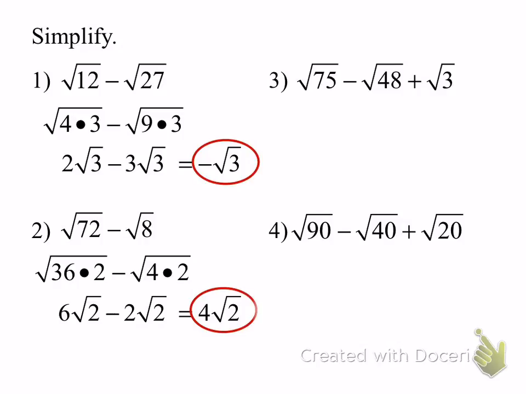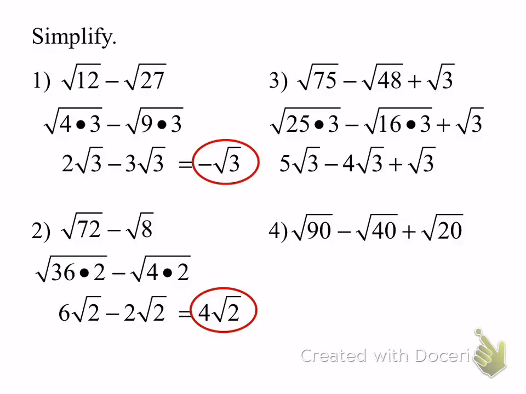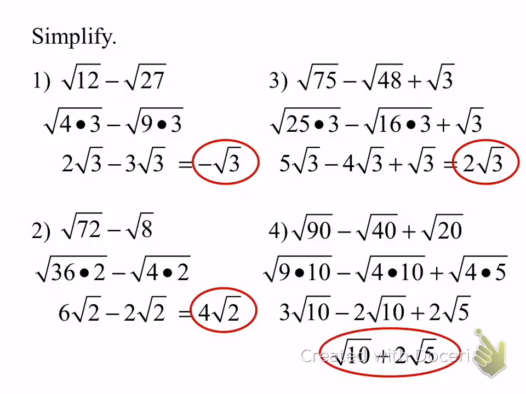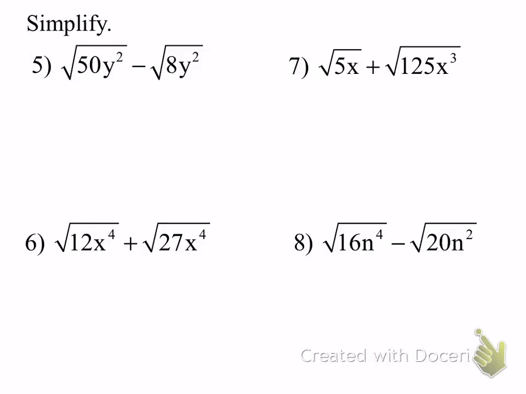If you happen to do it, it's 5 rad 3 minus 4 rad 3 plus rad 3. 5 minus 4 is 1, plus another 1 is 2 rad 3. And then if you happen to do the next one, it was radical 10 plus 2 rad 5. 90 is 3 rad 10, 2 rad 10, and this is 2 rad 5. When you combine these, you get radical 10. Questions?